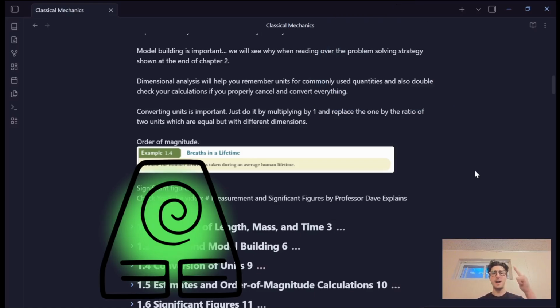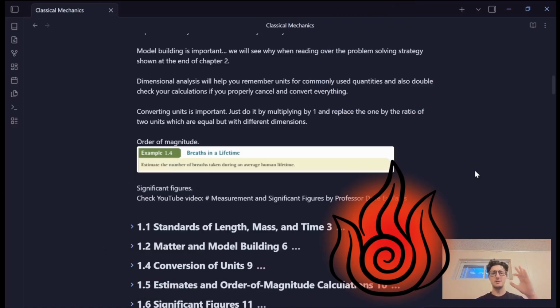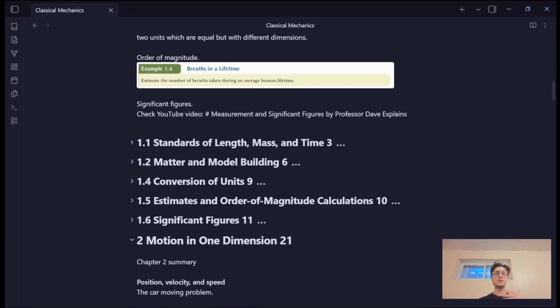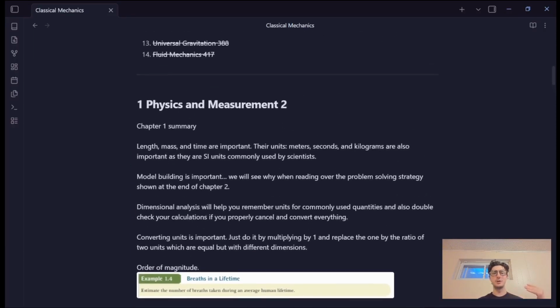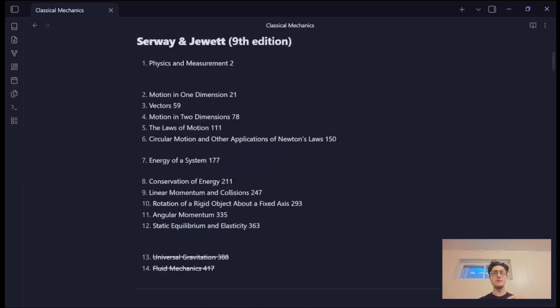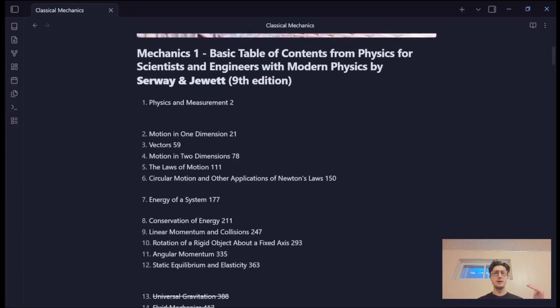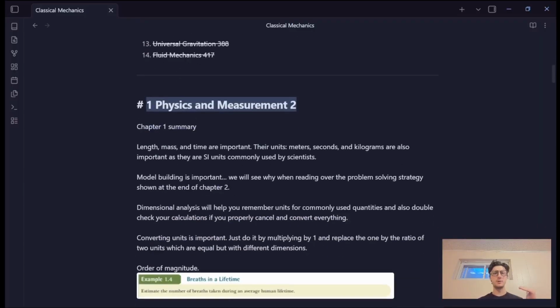Length, mass, time, model building, conversion of units, orders of magnitude, and significant figures. Today we're going to look at Chapter 1 of the Serway and Jewett Physics for Scientists and Engineers, Physics and Measurement. So here's my summary of the chapter.